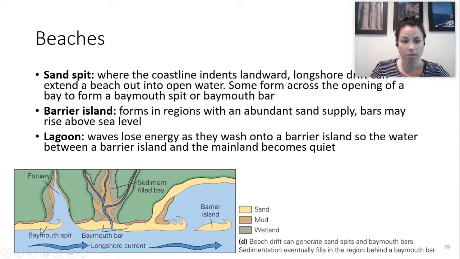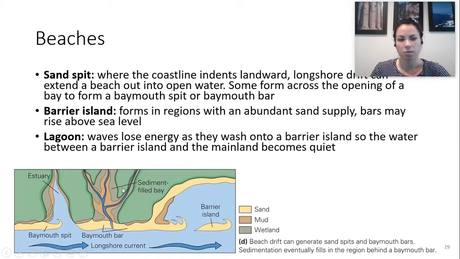So here's a little spit. We can see that the beach kind of does this curly action here. And then we have some bars out here as well. So it has to do with the shape of the coastline and where sediment is being able to be deposited.